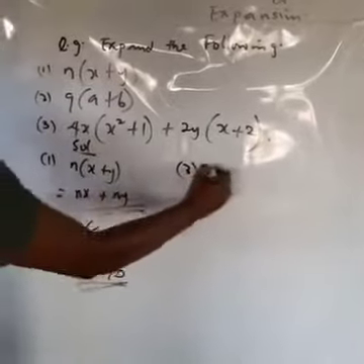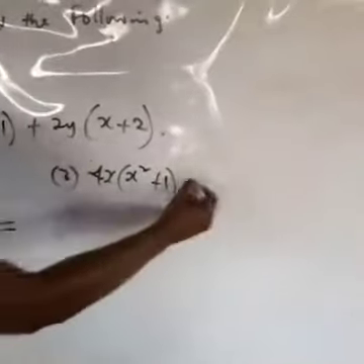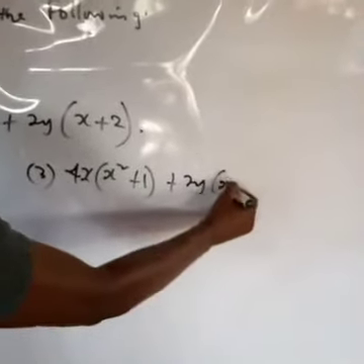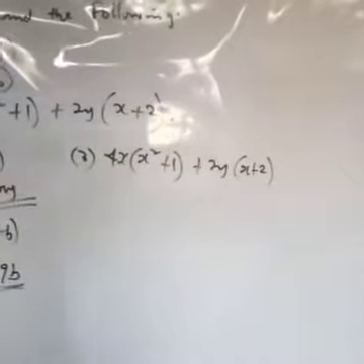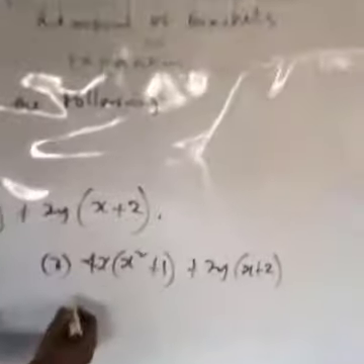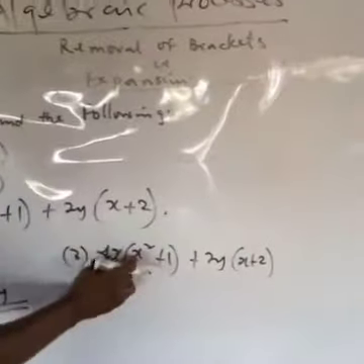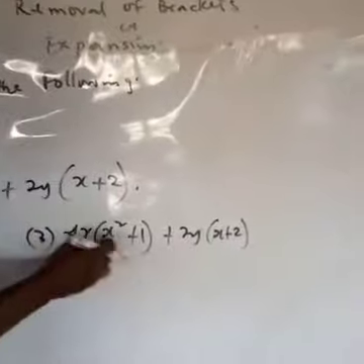So let us quickly tackle example 3. Example 3 says what? 4x in bracket of s squared plus 1 and plus 2y in bracket of s plus 2. So how do we do this? Like what we did in 1 and 2, we are still going to repeat the same process here. So we have what? 4 times 1, because the coefficient of s here is 4. Why the coefficient of s here is 1?